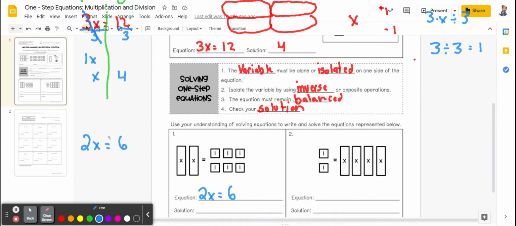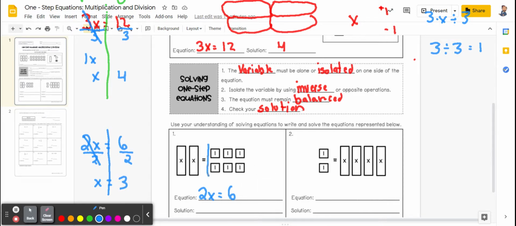Okay, let's draw our line. We have to get the variable isolated by itself, so we're going to use the inverse operation. So 2 times x, the opposite of multiplication is division, so we're going to divide by 2 on both sides. 2 divided by 2 is 1, so we cancel that out, and all we're left with is x. x equals 6 divided by 2, and that is 3.